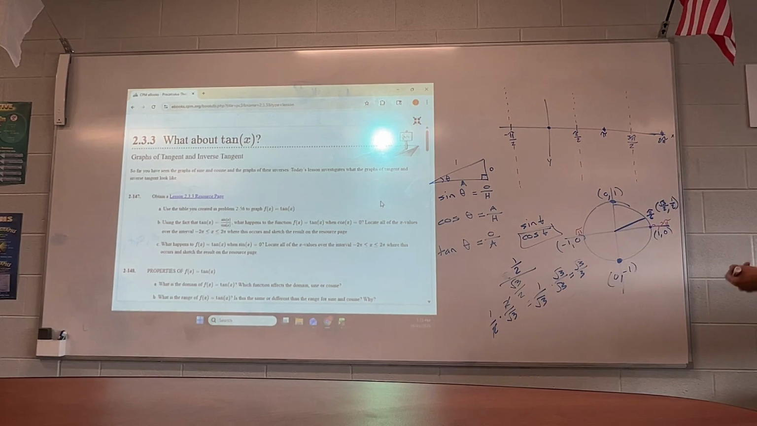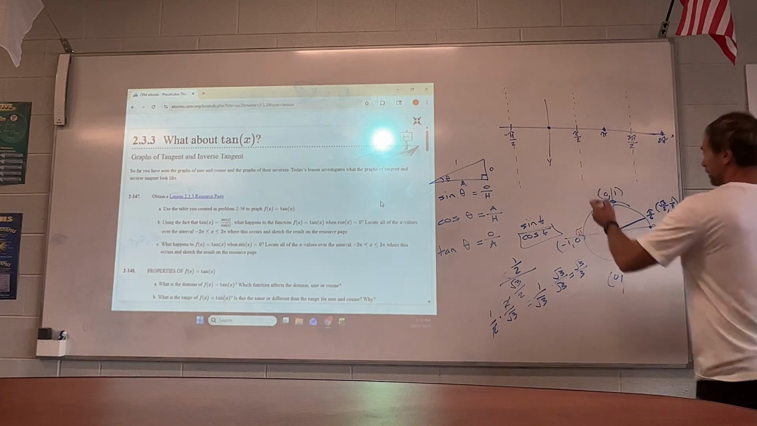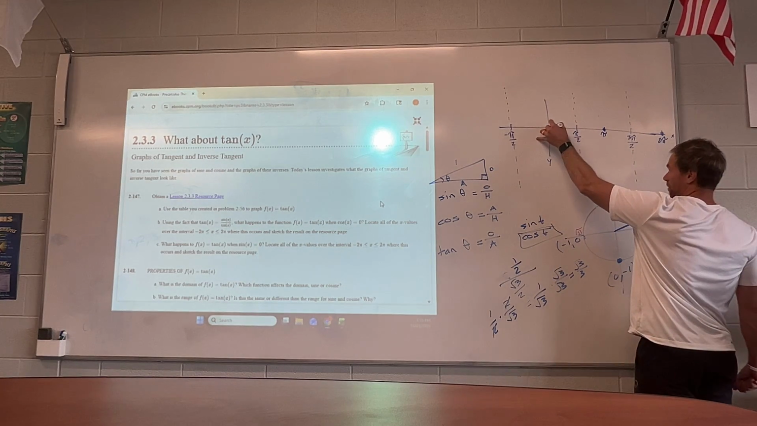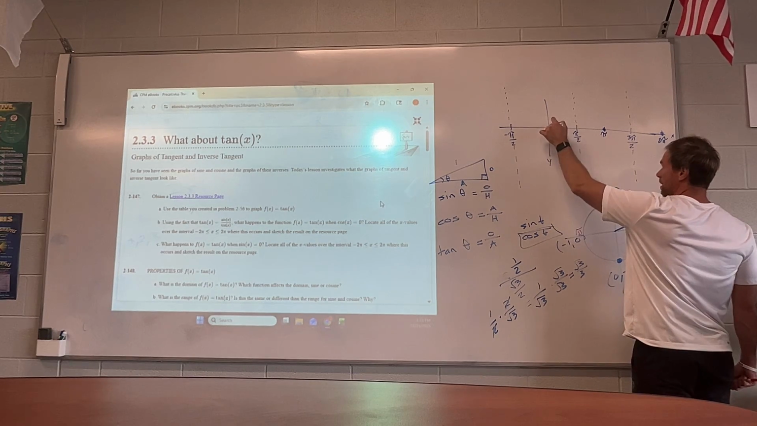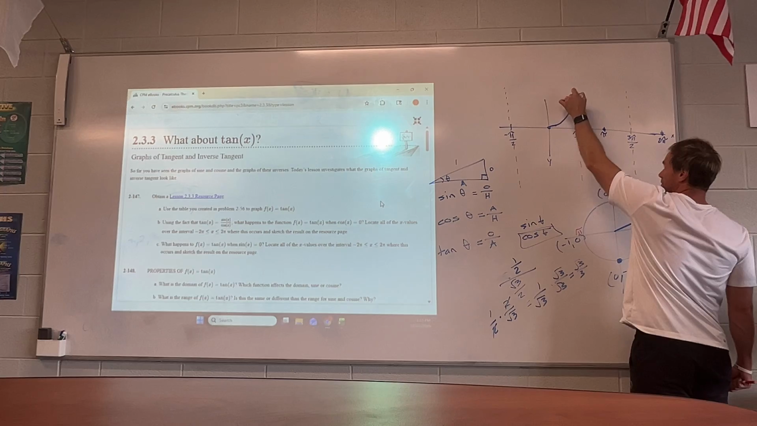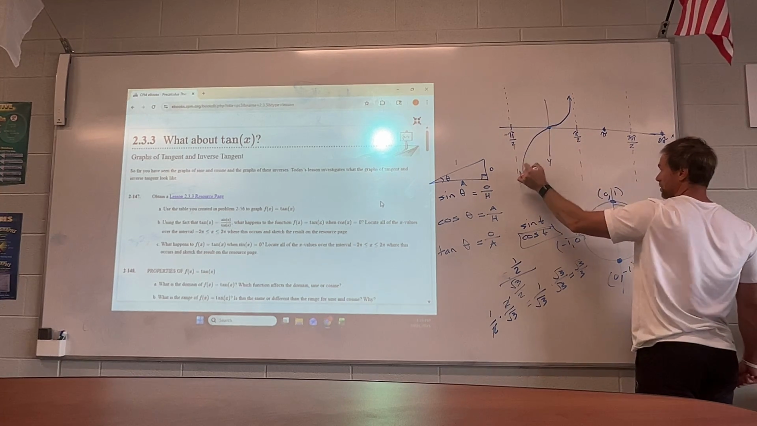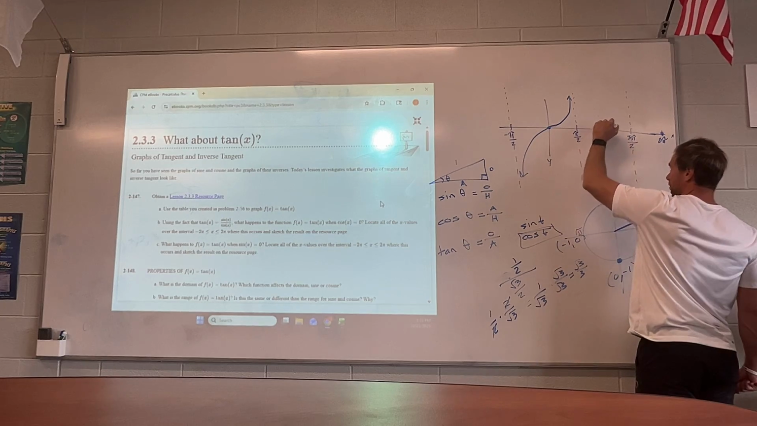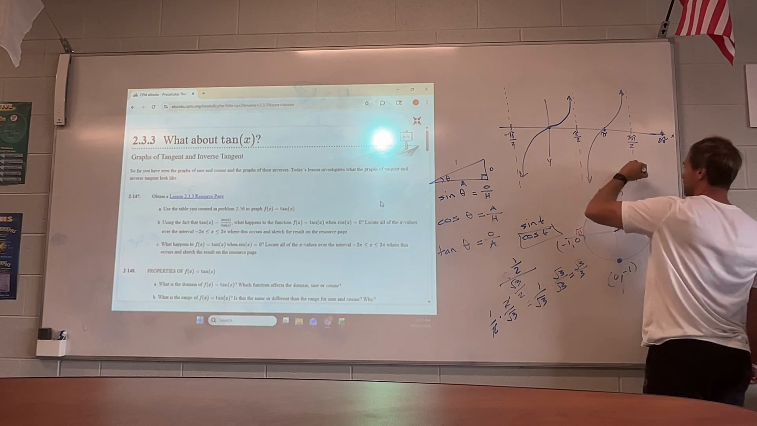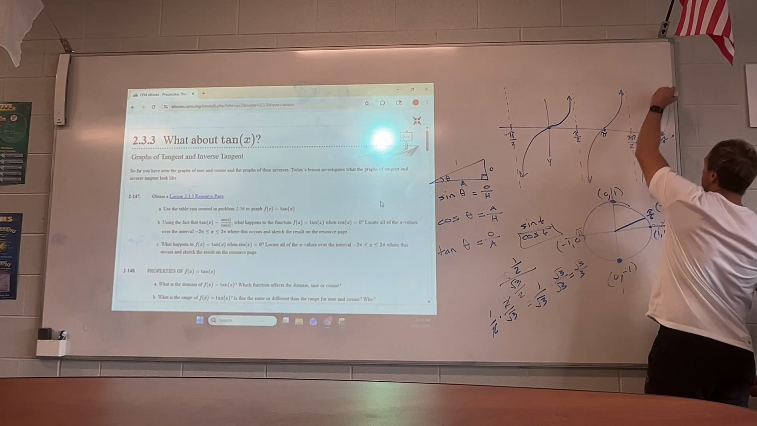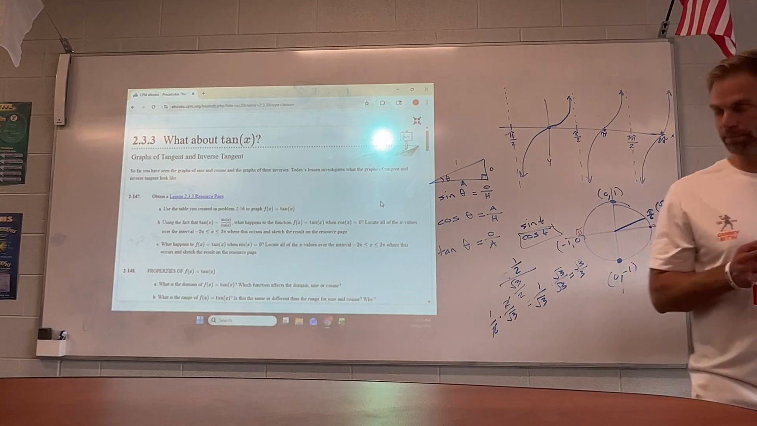So what's happening? We have a small fraction, so this is going to start out this way, and the closer we get to 1, the more this graph is going to become vertical. And the same this way. So our tangent graph is going to be very similar to this, and over and over again, it's going to repeat.